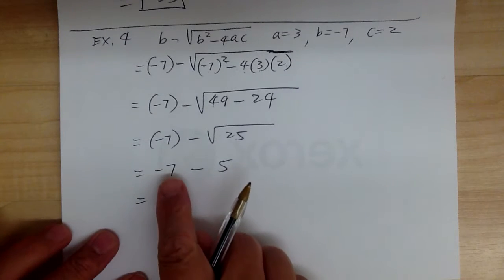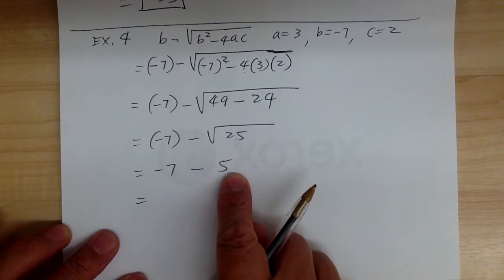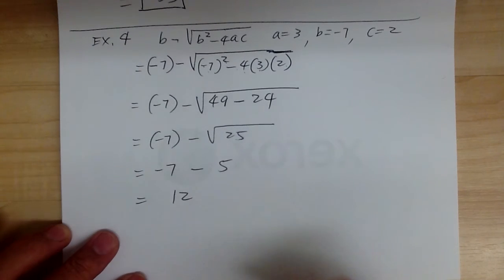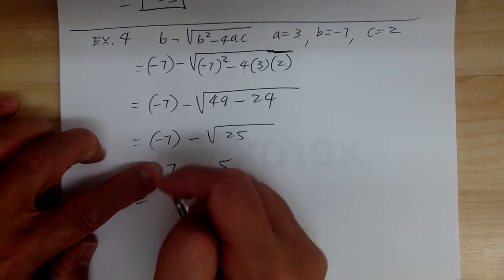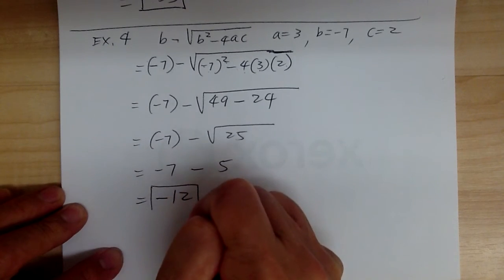So now you got negative 7 minus 5. So you got negative and negative. So they are the same sign. So you add the numbers together, and then you follow the sign of the bigger number over here, so 7. So follow that. So it ends up being negative 12.